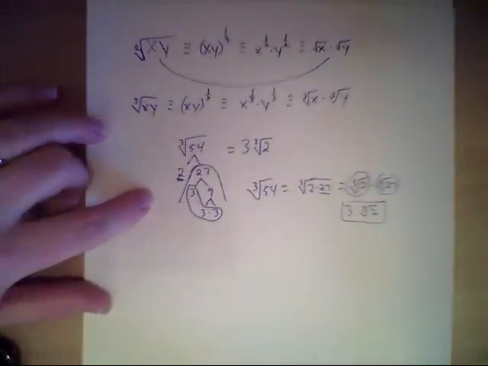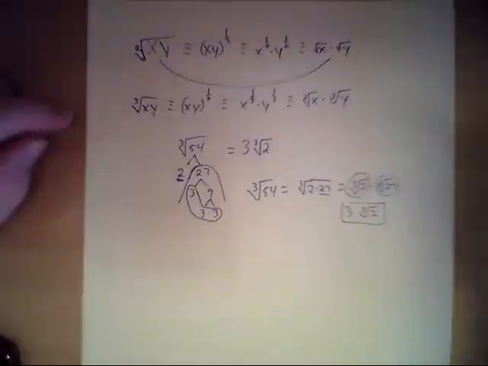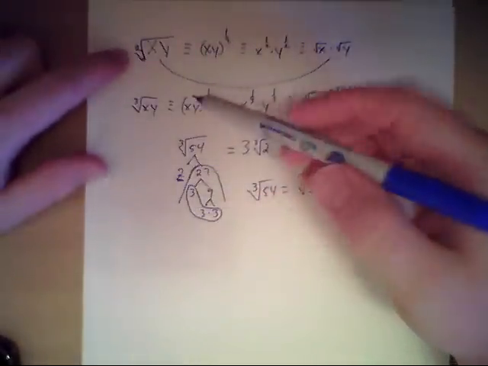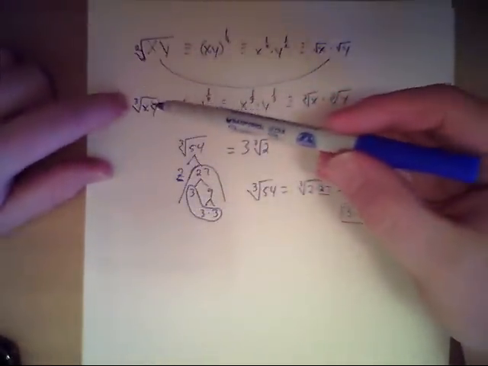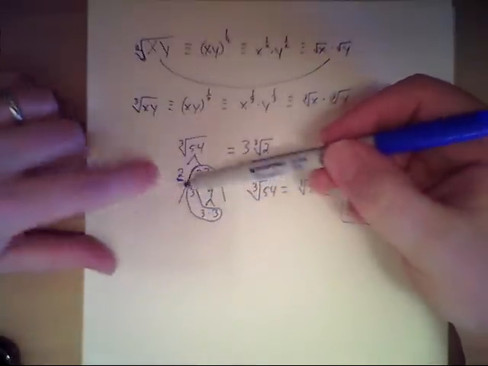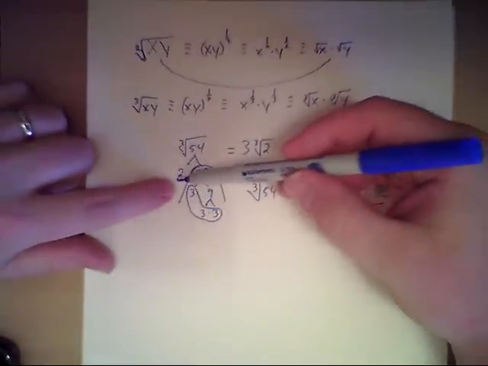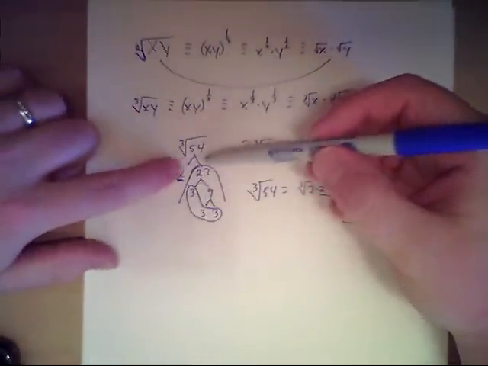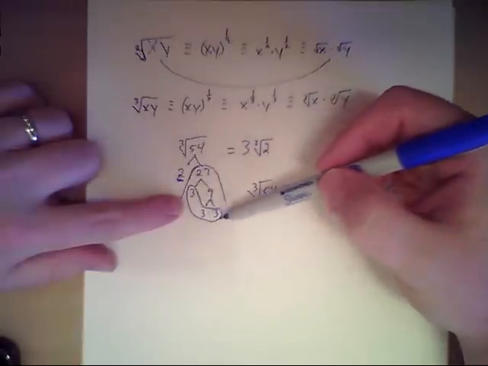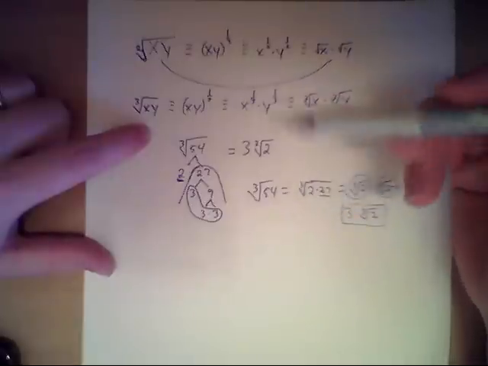So it's the same principle that we were doing before, except now instead of finding pairs like we were doing with a square root, we're finding groups of 3 with a third root. And then anything that doesn't make it outside stays under the radical. Anything that does find a group of 3 makes it outside the radical.